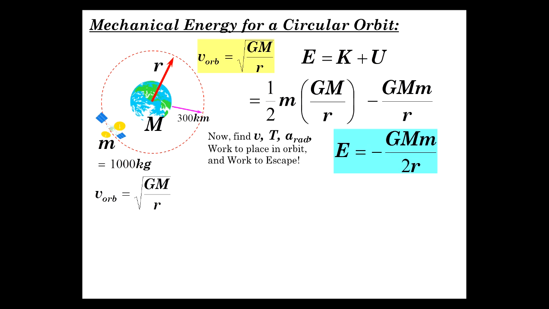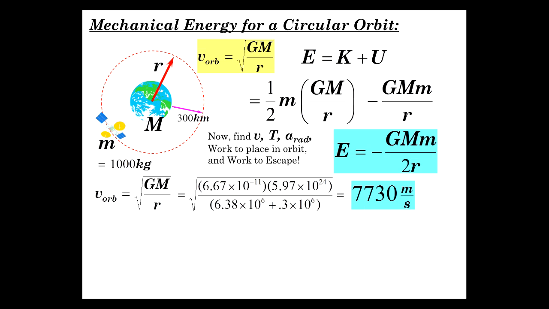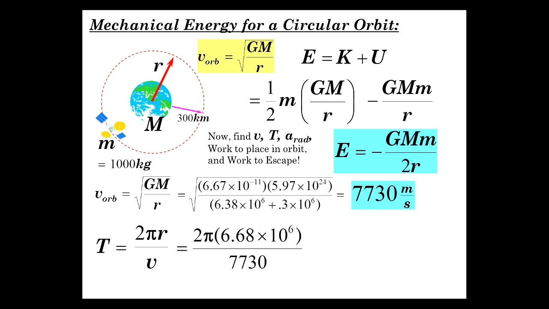All right. So orbital speed, square root of GM over r, plug all the numbers in. The only thing to note here is this radius is the Earth's radius plus the additional 300 kilometers: 7730 meters per second. The period, 2 pi r over v, 2 pi total radius, adding these two numbers up, over the speed, 5430 seconds, which is equal to 90.5 minutes.